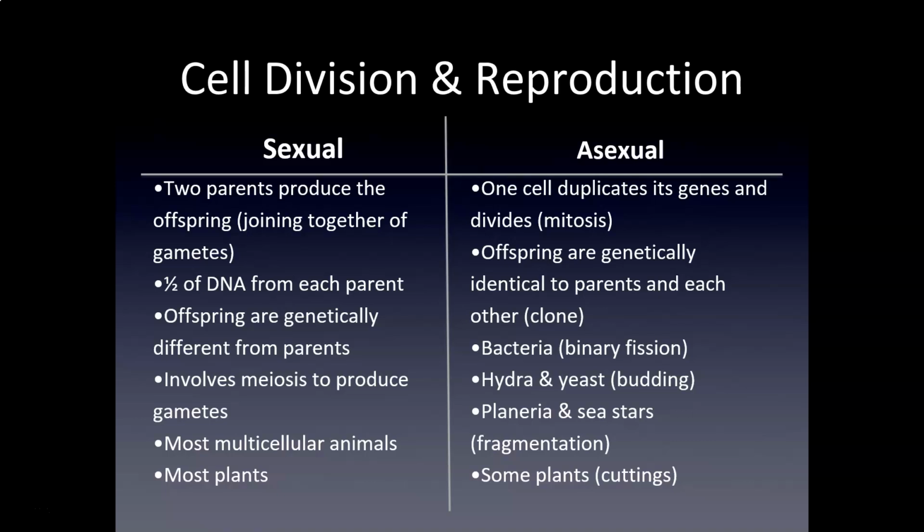Strawberries, for example, can do both. They can create runners, if you've ever watched them reproduce, and those runners are asexually produced. But then they also make flowers to make the strawberry itself, which is the fruit, and the seeds that exist in those strawberries are sexually reproducing. So it's pretty cool.